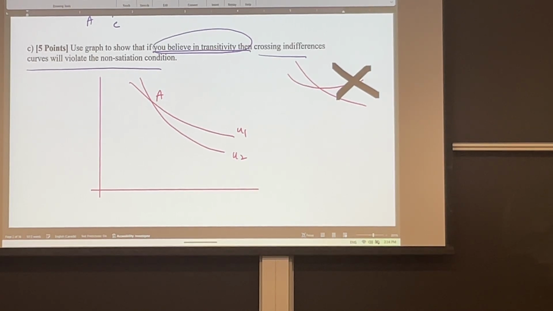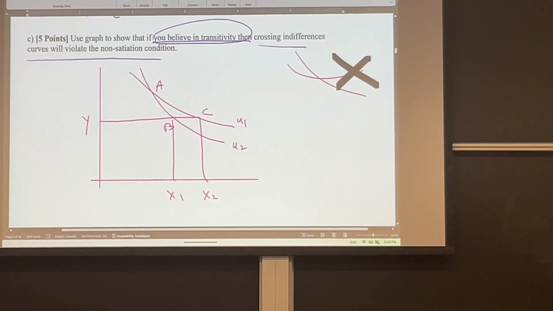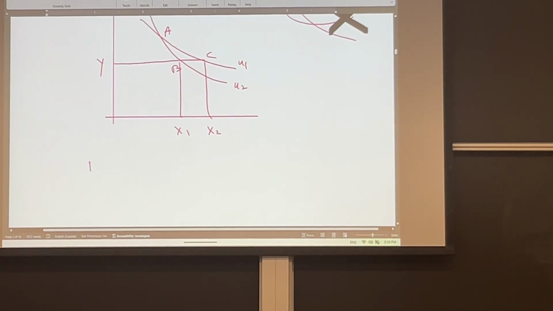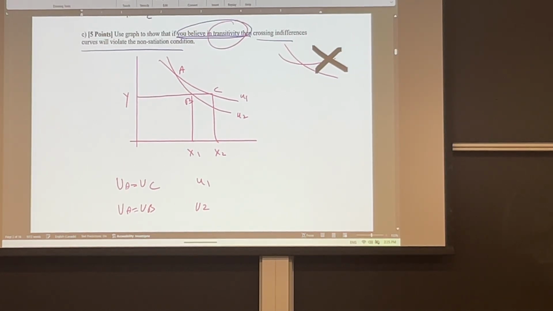That's bundle A. So I graph B and C in a way that the Y is the same, just X is different. So I graph a horizontal line, get Y the same, just make X different. Then I say A and C are the same, they are in U1. They're on the same indifference curve, U1. A and B are the same because they're on the same indifference curve. Right? And the question says transitivity holds. So the outcome should be B is equal to C. That is transitivity.